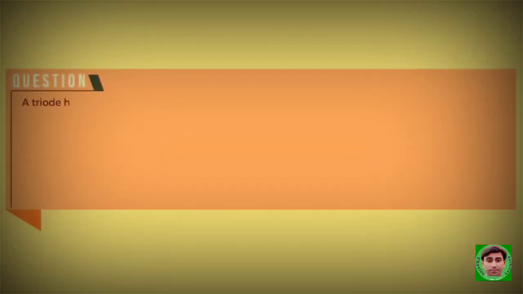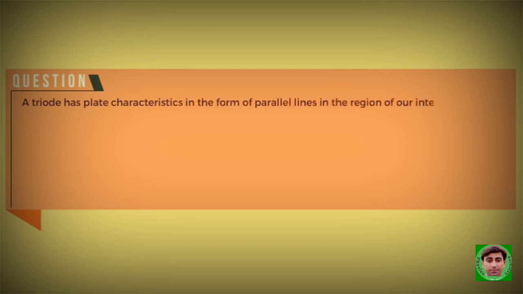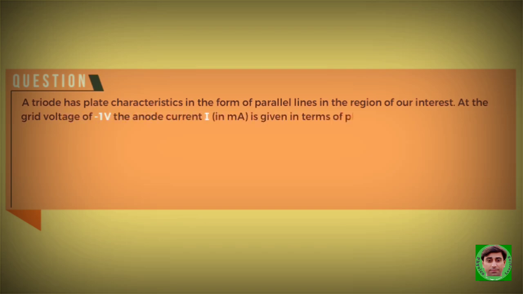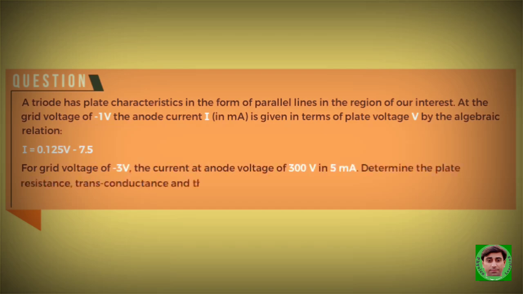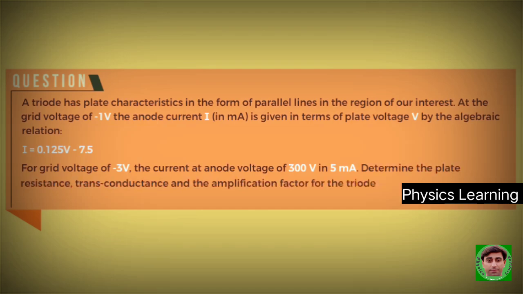Question. A triode has plate characteristics in the form of parallel lines in the region of our interest. At the grid voltage of -1 volt, the anode current I in milliampere is given in terms of plate voltage V by the algebraic relation I equals 0.125 V minus 7.5. For grid voltage of -3 volts, the current at anode voltage of 300 volts is 5 milliampere. Determine the plate resistance, transconductance, and the amplification factor for the triode.